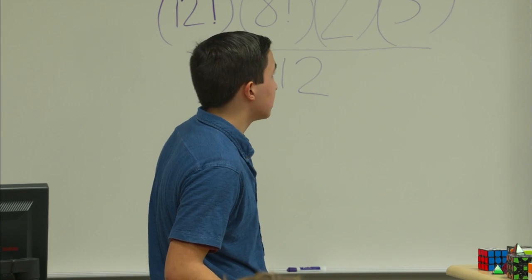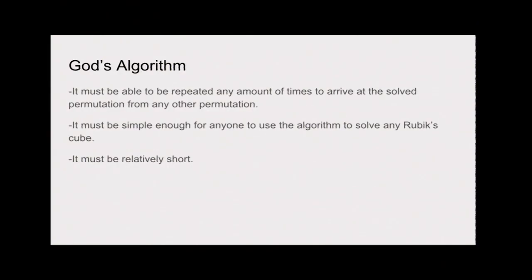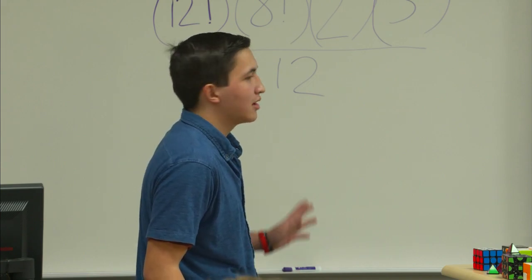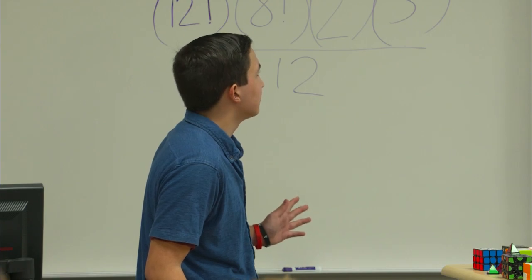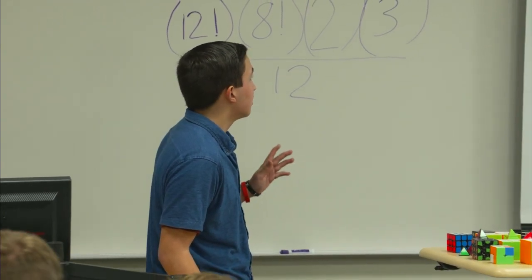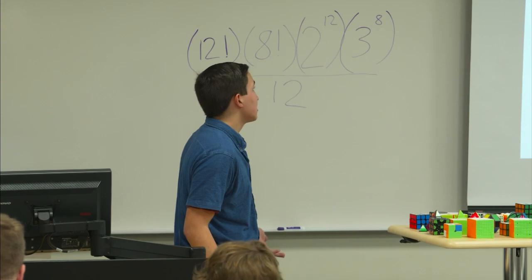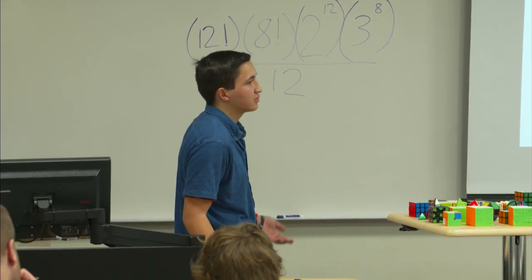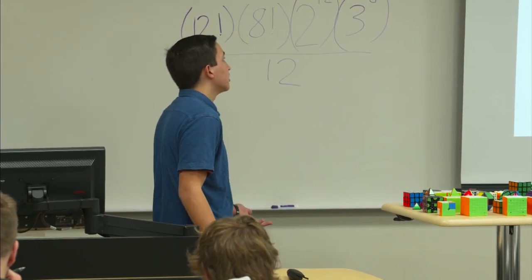So let's go back to the definition here. Do you think that this satisfies our definition if we allow for conjugates and rotations and cutting short the algorithm? Do you think it qualifies as a God's algorithm? Because to me, I don't think this satisfies the definition. It can be repeated any amount of times to arrive at the solved permutation from any other permutation, as long as you're allowing for conjugates and rotations, which is already a stretch.